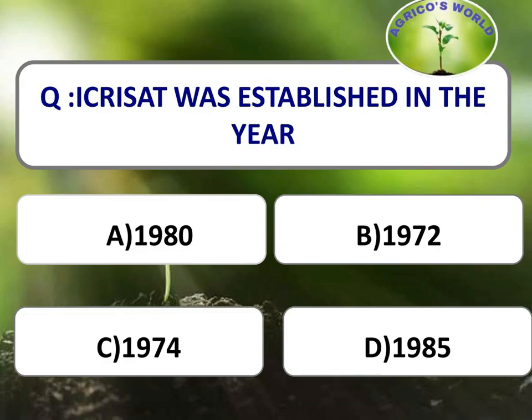ICAR was established in which year? International Crop Research Institute for Semi-Arid Tropics is established in the year 1972 and it is located in Hyderabad.